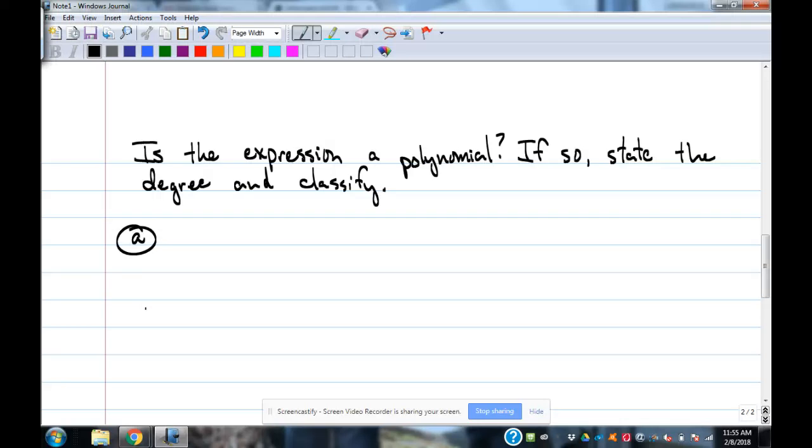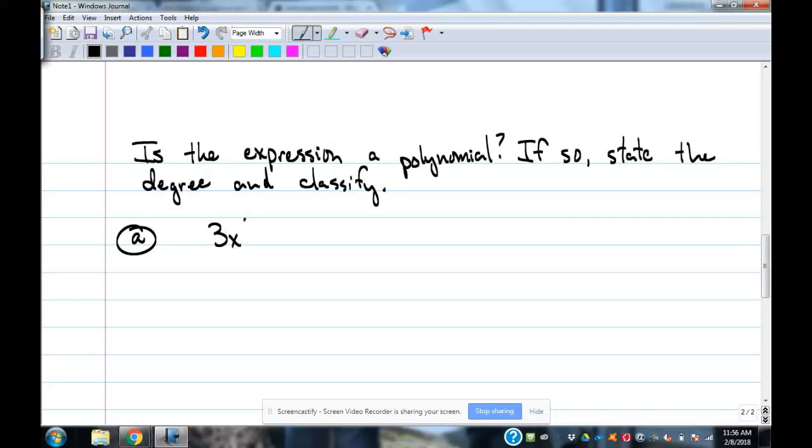What does it take to be a monomial? What's the rule for being a monomial? One term. What's contained inside of that term? What's going on between the variables or numbers? Multiplication only, okay? So if there's something other than multiplication in a term, can it be a polynomial? No. So if there's division with a variable, it's not a polynomial. That's one thing we've got to keep in mind here.